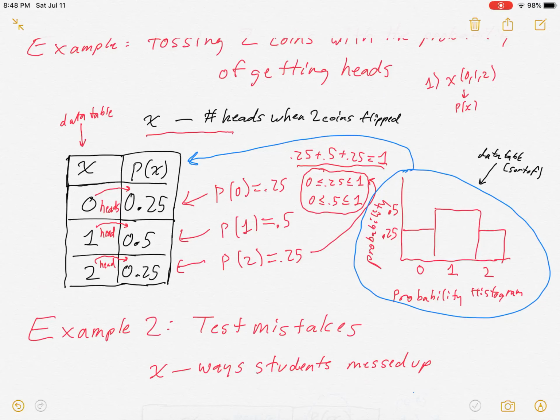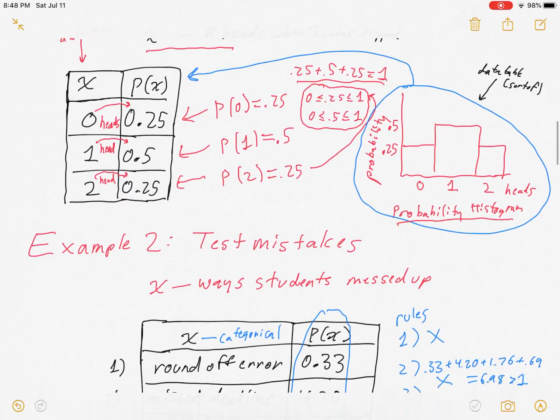So now that we know we have a probability distribution, we can also apply this by drawing a probability histogram. A probability histogram is a graph that basically shows you the probability of getting x amount of heads to the probability on the y-axis. So we have 0 at 0.25, 1 at 0.5, and 2 at 0.25. This basically shows the same thing as the data table. It's just another way of writing it.